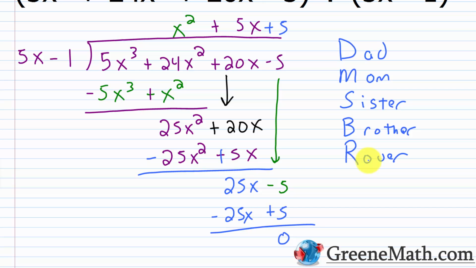What does this stand for? So dad stands for division. Okay, that's what it represents. Mom stands for multiply. Sister stands for subtract. Brother stands for bring down. And rover stands for repeat or remainder.